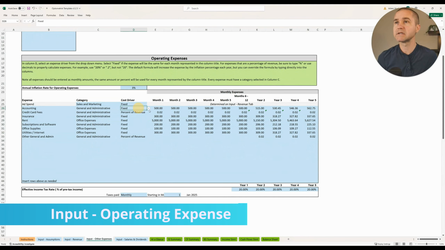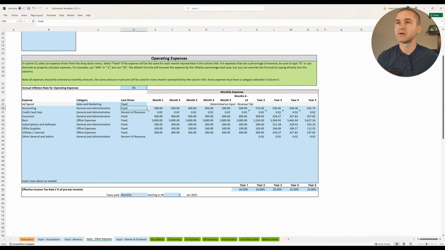So you have the ability to enter in your operating expenses as either a fixed dollar amount from this dropdown or a percentage of revenue. And so we're going to say a fee like accounting might be a fixed dollar amount. But our credit card processing fees, if we're having clients pay with credit card, that is a good example of something that should probably be a percentage of revenue. And so we enter that in as 0.02.